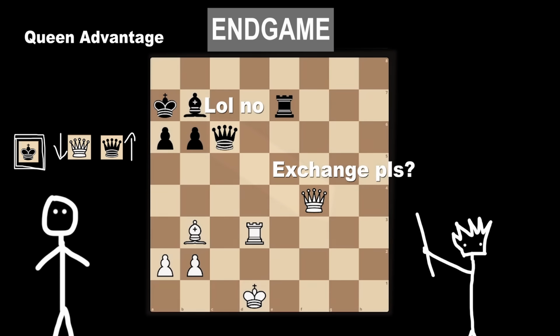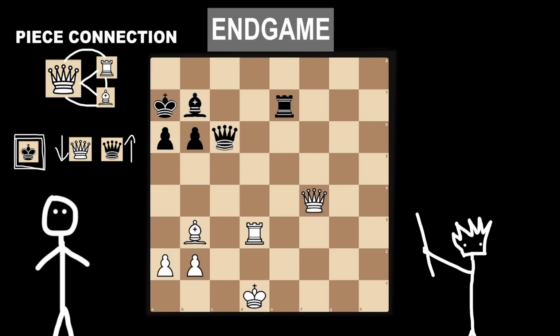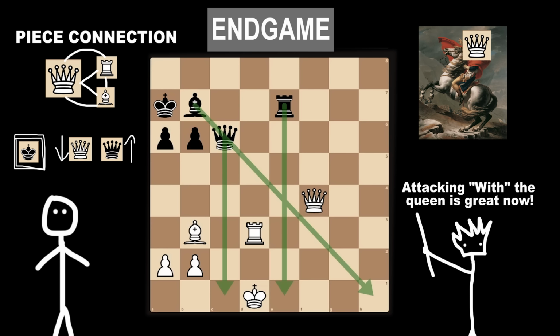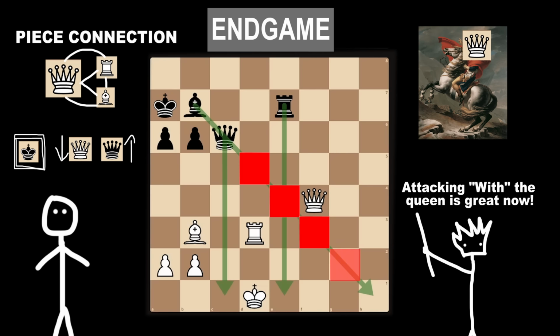Third and final, piece connection. This concept is simple. How well do pieces work with each other? If we look at black, the rook is limiting the king from going on the king side. The queen and the bishop are together, and in middle game that was bad, but in endgame it's the opposite, since there are less pieces and the king is not so easily defendable. In endgames, the queen is free to lead the attack, and the diagonal covered by these 2 pieces is great, even if you don't play the best moves.